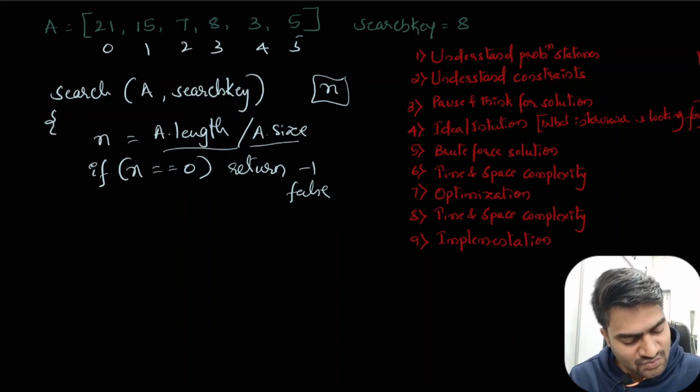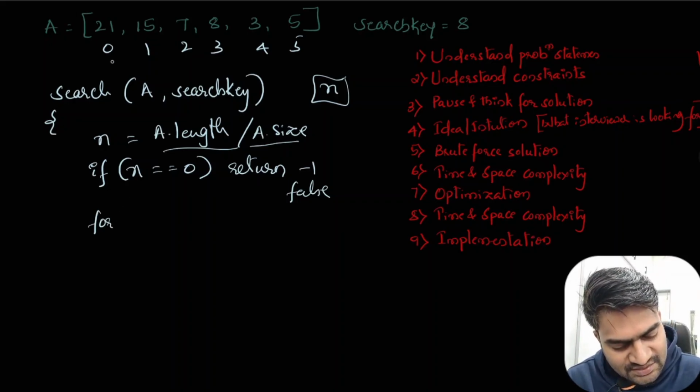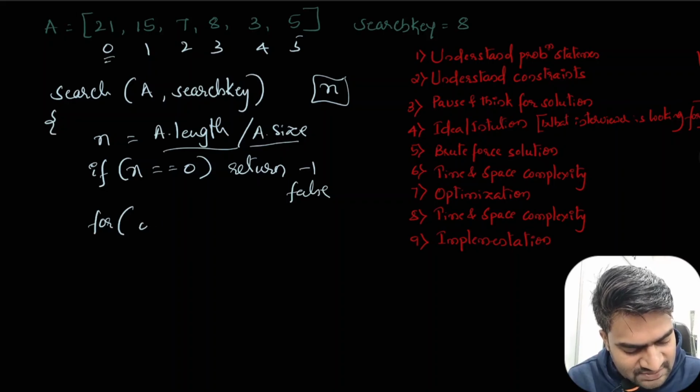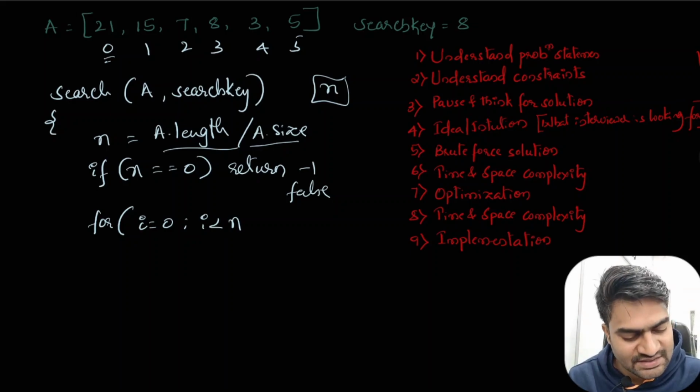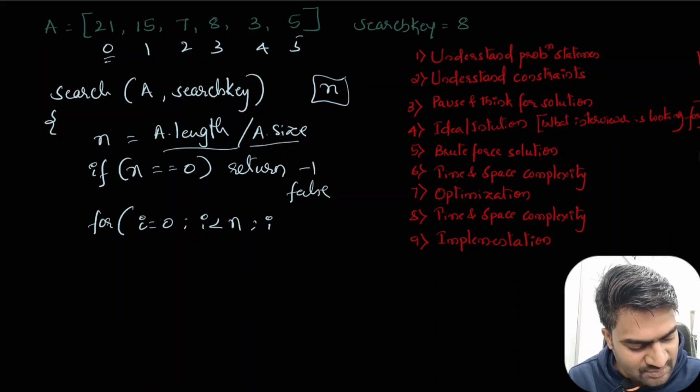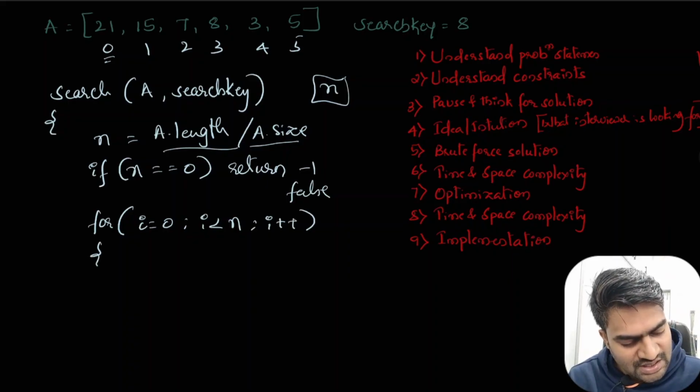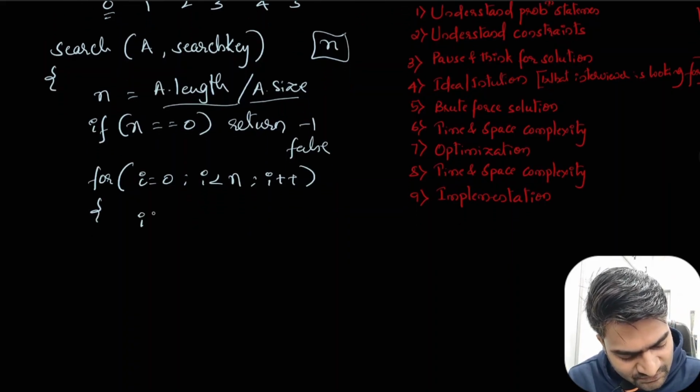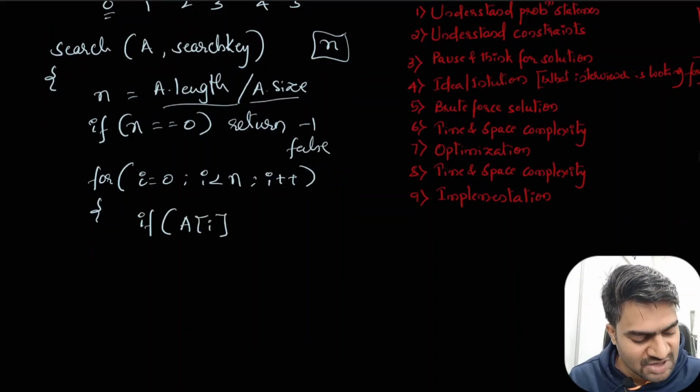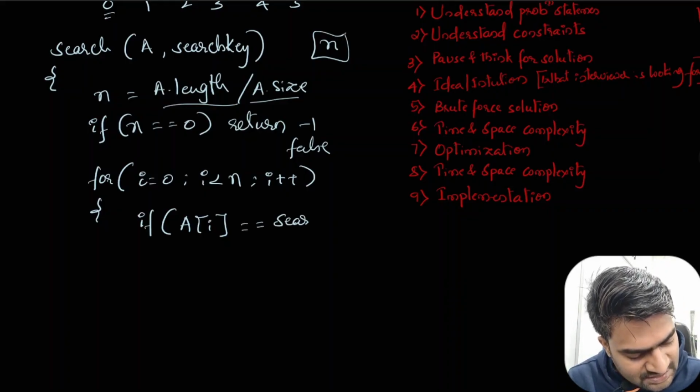How can we do the iteration? We can use a for loop. Since it is 0 based indexing, I will start from i equal to 0, then i less than n. Since it is 0 based indexing, there will be 0 to n minus 1 indices. So i less than n, i plus plus. Then I will use an if statement: if a of i, which gives me access to the element at the ith index, is equivalent to my search key.